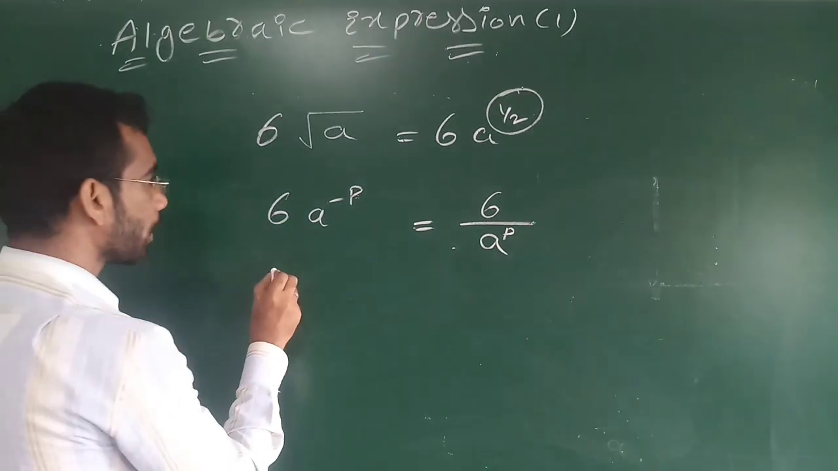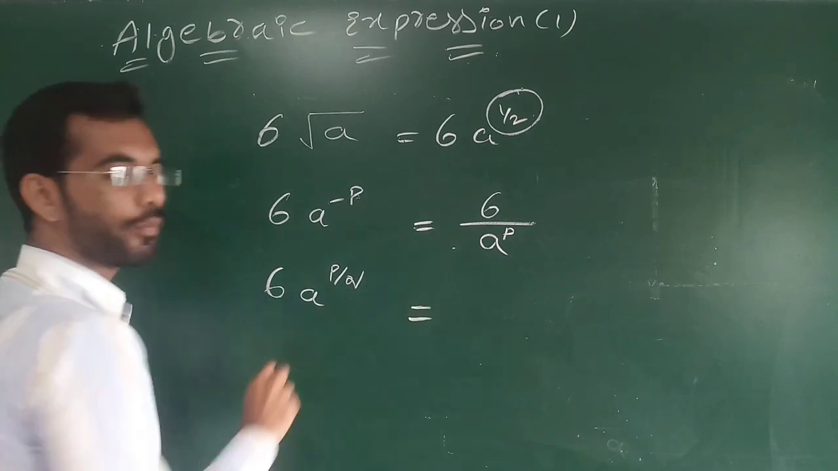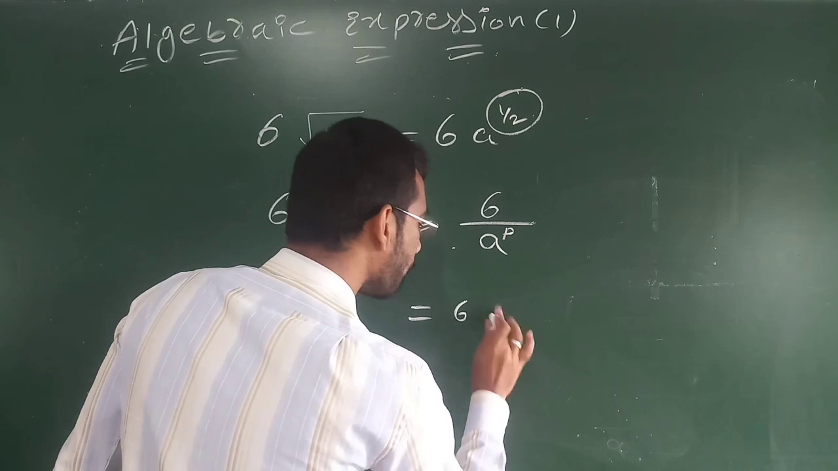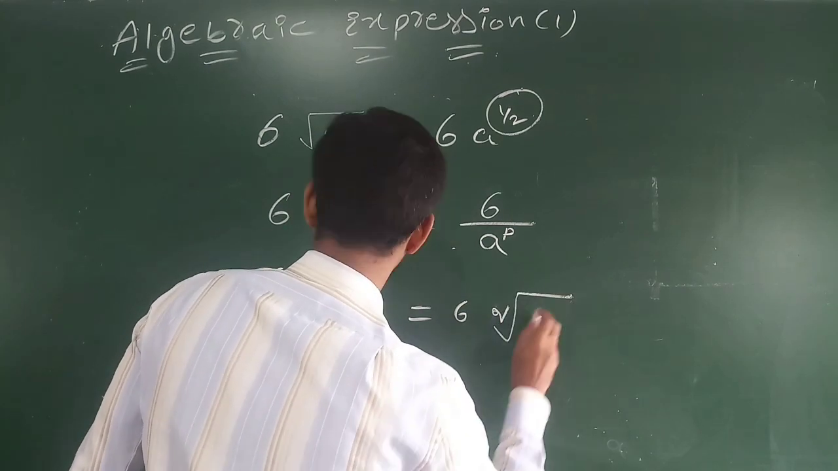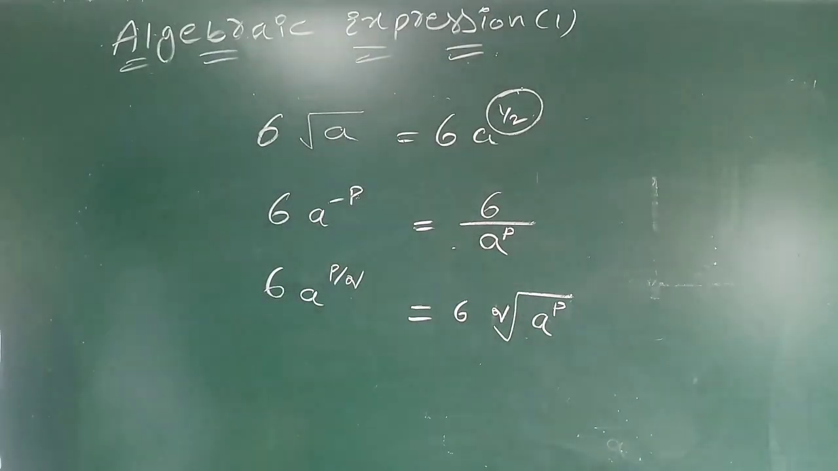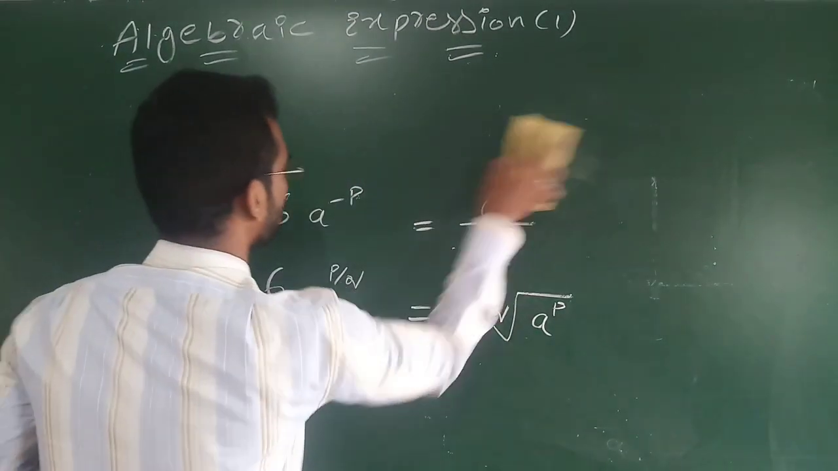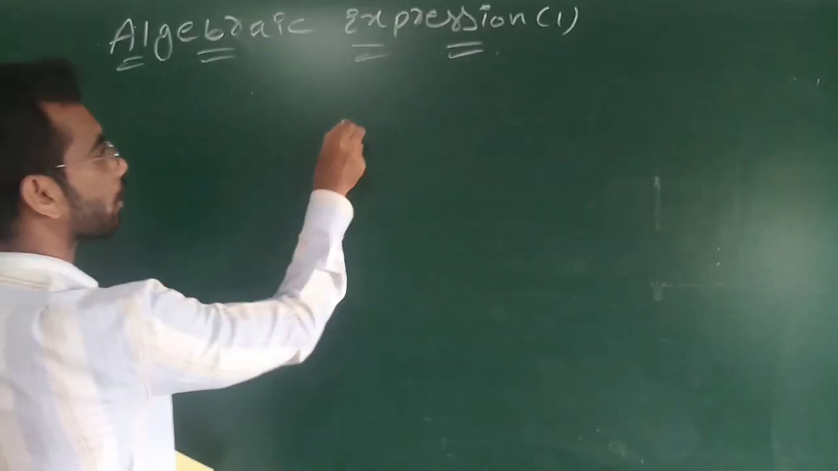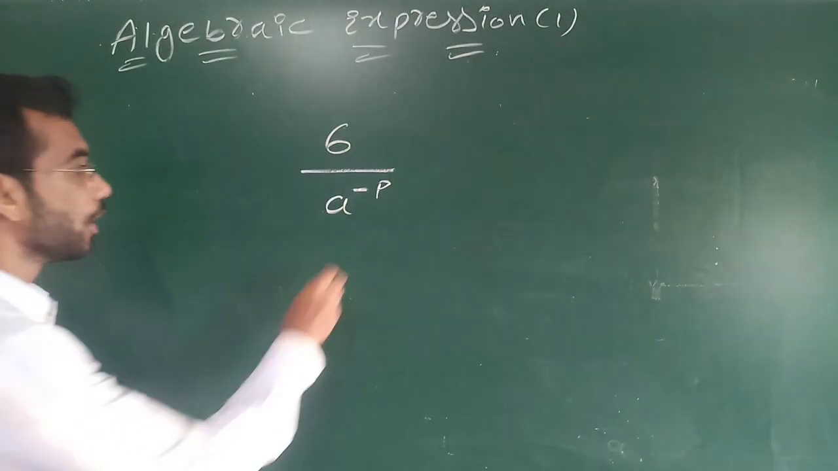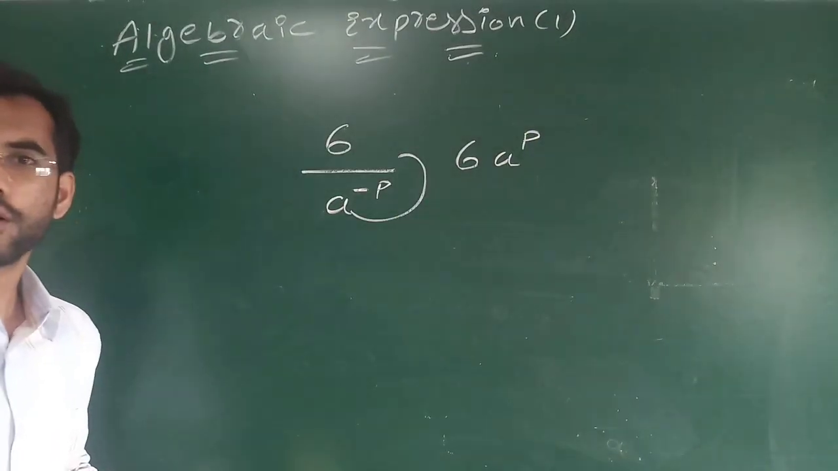Next one more, 6a power of p by q. What will it become? 6 q-th root of a power of p. It is not a polynomial. In some cases, for example, if 6a power of minus p is given, it is a polynomial, because if you take it to the numerator, it will become 6a power of p.